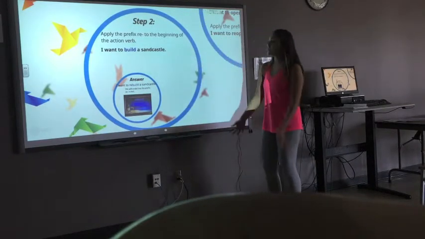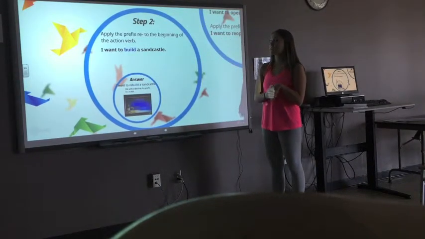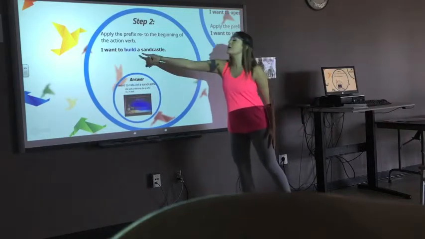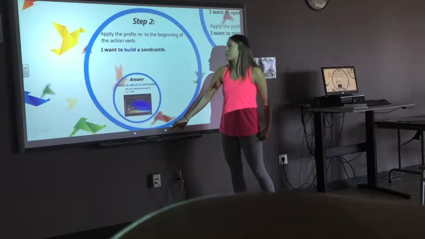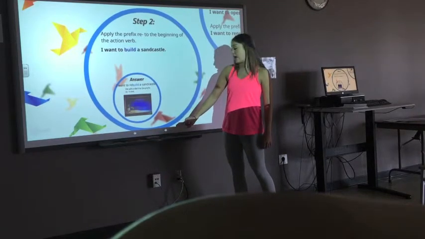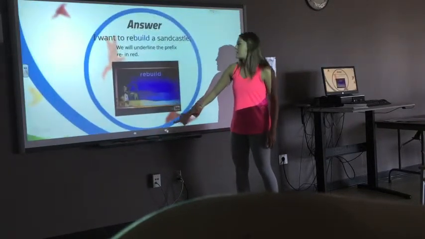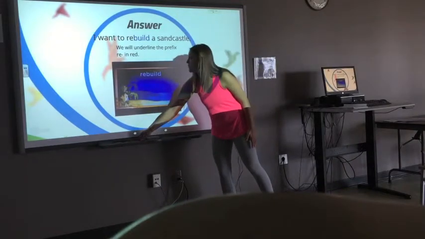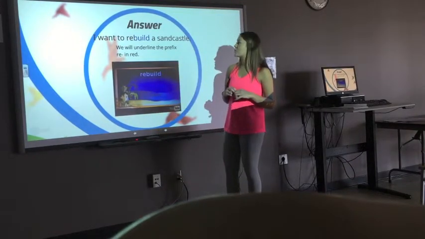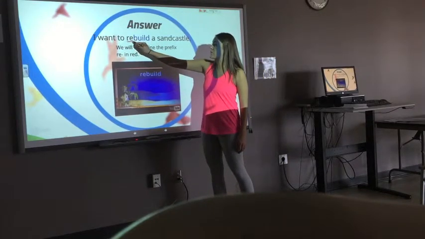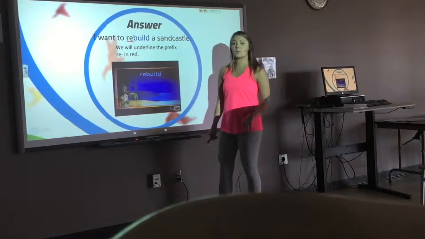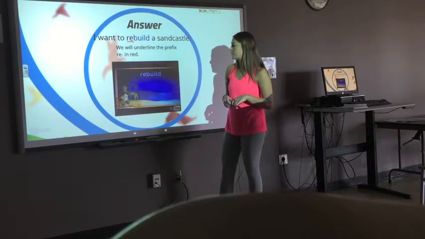All right, now step two, we need to apply the prefix re to the beginning of the action verb. So we have I want to build a sandcastle, and once again, build is blue, and that is our action verb. So if we're going to add the prefix re to the beginning of the action verb, then we are going to underline that in red. So now we have I want to rebuild a sandcastle. We add the prefix re, which is underlined in red, to the action verb build, which is blue.